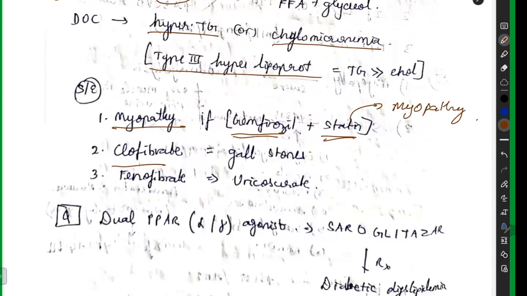So what is a dual PPAR alpha/gamma agonist? It is nothing but this: when you have a hypercholesterolemia patient and the patient also has diabetes, instead of giving separate drugs for PPAR gamma and PPAR alpha activation, we are going to give it as a single drug. What is the drug that you are going to give as a single drug? That is going to be your saroglitazar.